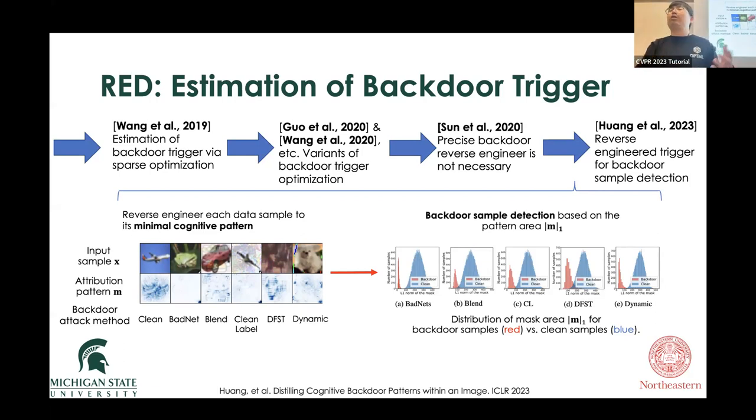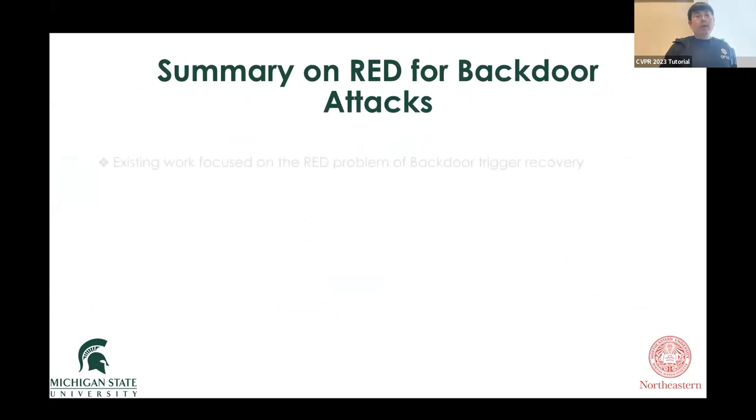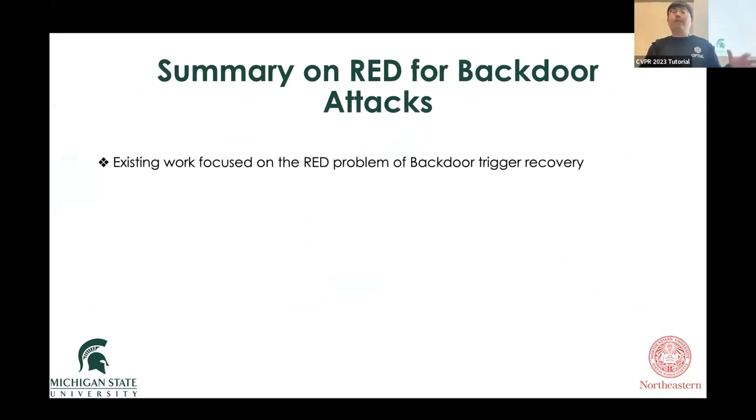So this is called a shortcut phenomenon. If the model is backdoored, then the recovered M typically has a small energy because there exists a shortcut in the backdoor model. So they use this phenomenon to detect which model is backdoored. This is another example of using the reverse engineered trigger to help us do backdoor model detection. Okay, here I just gave a quick overview of RED for the backdoor attacks.